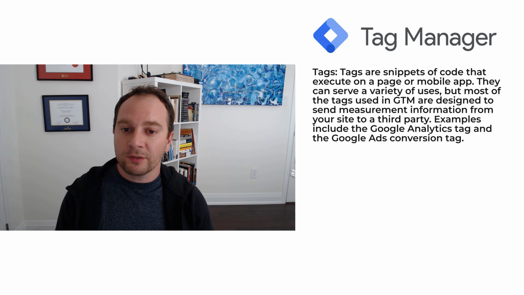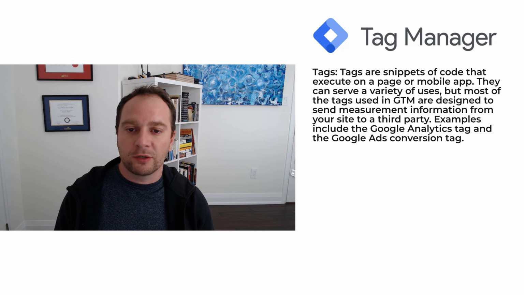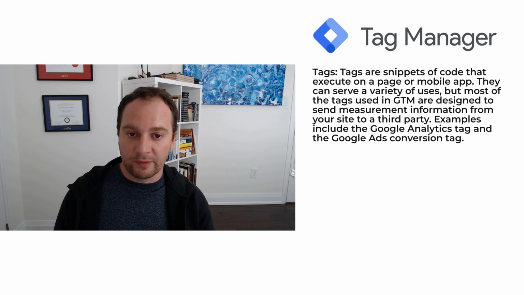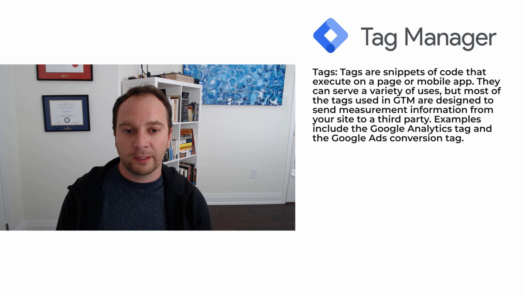Google Tag Manager has three components in that interface. The first, tags. Tags are snippets of code that execute on a page or mobile app. They can serve a variety of uses, but most of the tags used in GTM are designed to send measurement information from your site to a third party. Some examples of these tags include the Google Analytics tag, GA4, or the Google Ads conversion tracking tag.